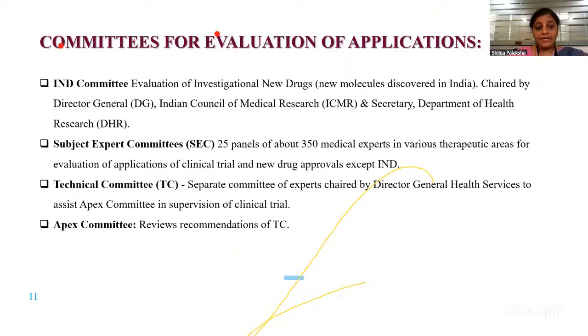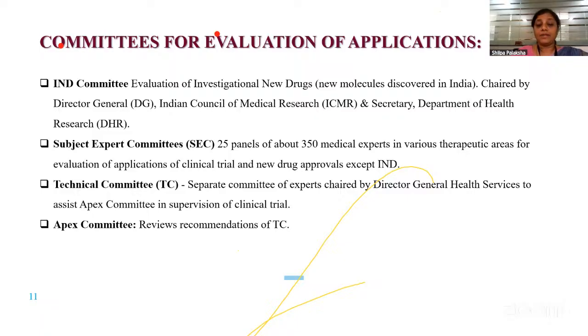For example, an ethics committee looks after the ethics of the particular trial being conducted. Then there is a subject expert committee, a technical committee, and an apex committee. These are the different committees which evaluate the application for any clinical trial that has been submitted. The IND committee evaluates the investigational new drug, and it is chaired by the Director General, along with the Indian Council of Medical Research and the Secretary, Department of Health and Research. This committee approves the process for clinical trial.